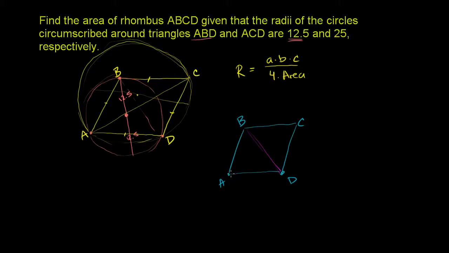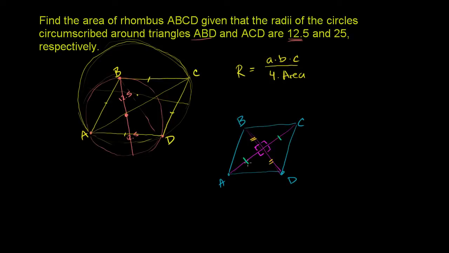BD is one of the diagonals. AC is the other diagonal. We know that the diagonals of a rhombus are perpendicular bisectors. We know that that's a right angle, that's a right angle, that's a right angle, that's a right angle. And we know that this length is equal to this length. And we also know that that length is equal to that length.